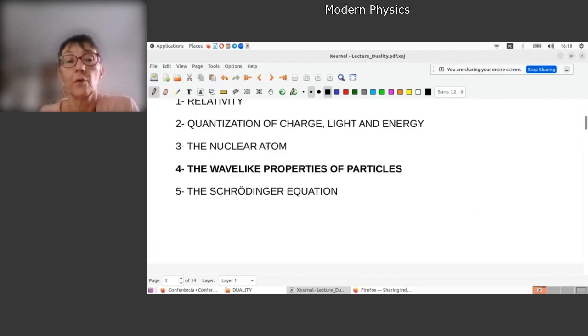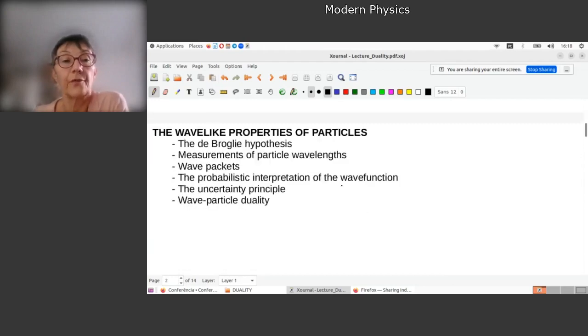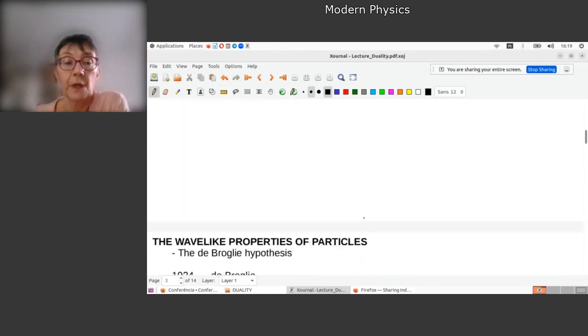Okay, so I think we ended with the Bohr atom, which is a very primitive description of the quantum behavior of matter. Today we are going to see the wave-like properties of particles. So today essentially we are going to study the de Broglie hypothesis.